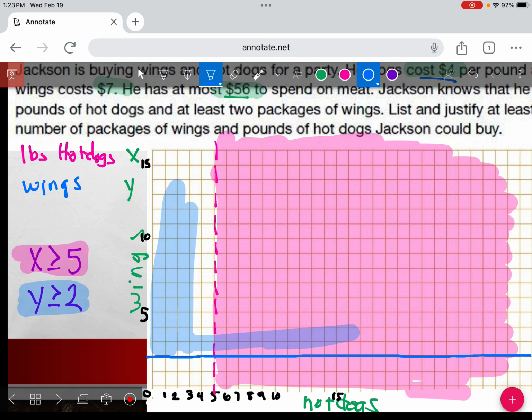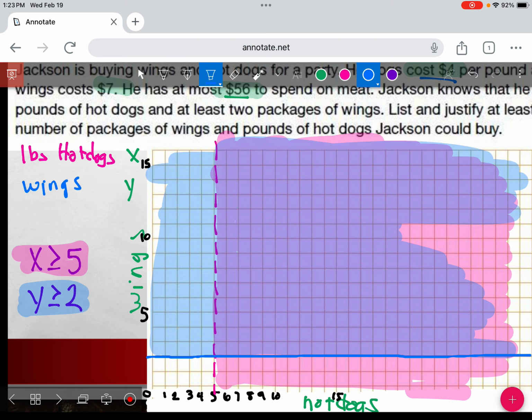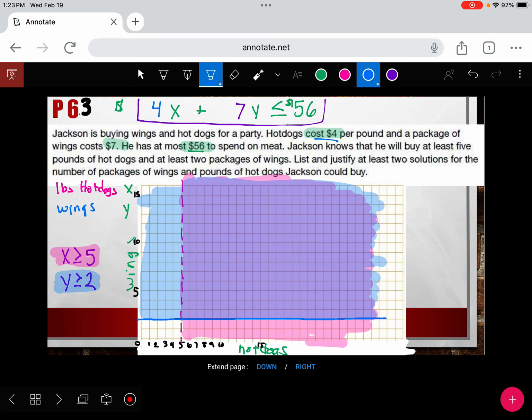So if all we cared about was having enough food for people, he's got a lot of options here. I'm not going to color the whole thing because that's just a lot. 5X and 5Y. Only problem is he didn't say he needed to have at least 5 sets of wings. He needed to have at least 2 packages of wings.